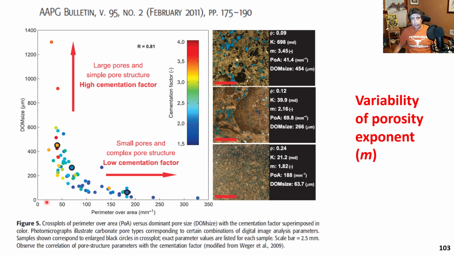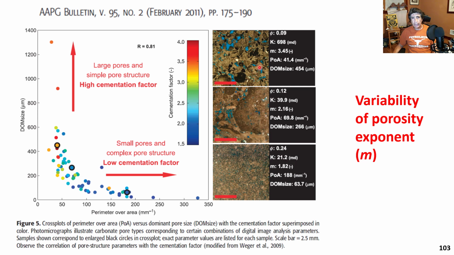the perimeter over dominant pore size. This is the perimeter of the pore size of the dominant pore size. And then they conclude that based on this variability of pore sizes, there's also an expected variability of the m exponent. And one of the things that they find is that for typical grainstones, where you have only interparticle porosity, the m exponent tends to be very similar to what we often see in clastic rocks.